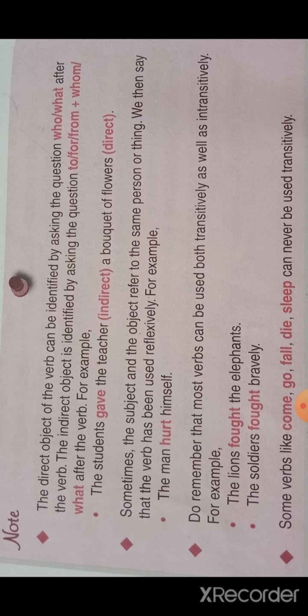So this is all about the usage of transitive verbs, how to identify them, the different objects, and how to identify whether the object is direct or indirect. Now I think it is clear to everybody.